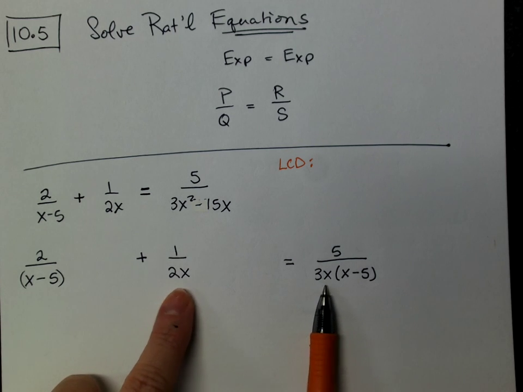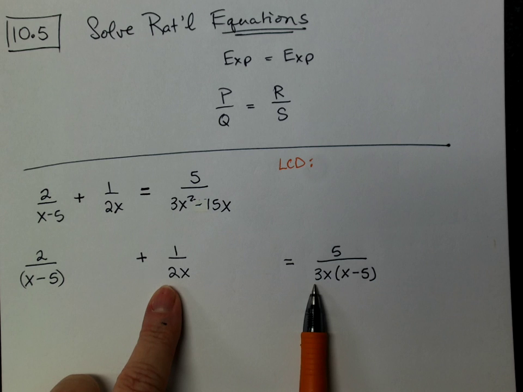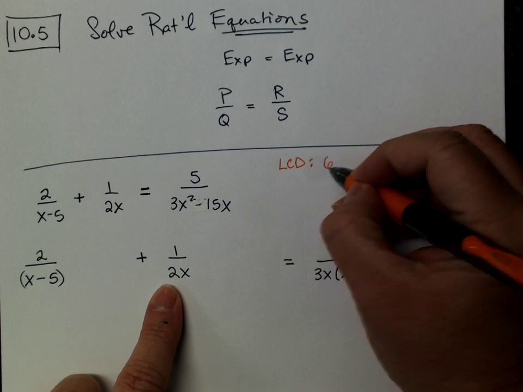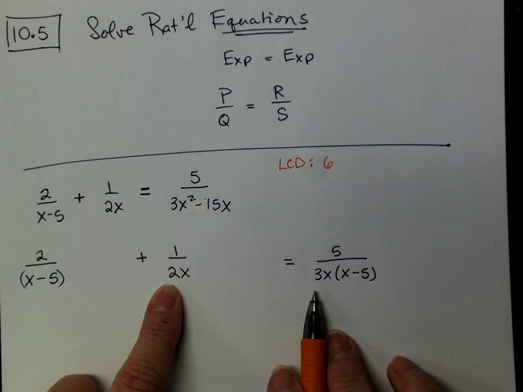Okay, so since it's 2x and 3x, first let's deal with the numbers. 2 and 3. What would a common denominator be for 2 and 3? 6, right? Okay. So just treat those as if they were just plain old numerical denominators. The denominator of 1/3 and 1/2 would be 6.